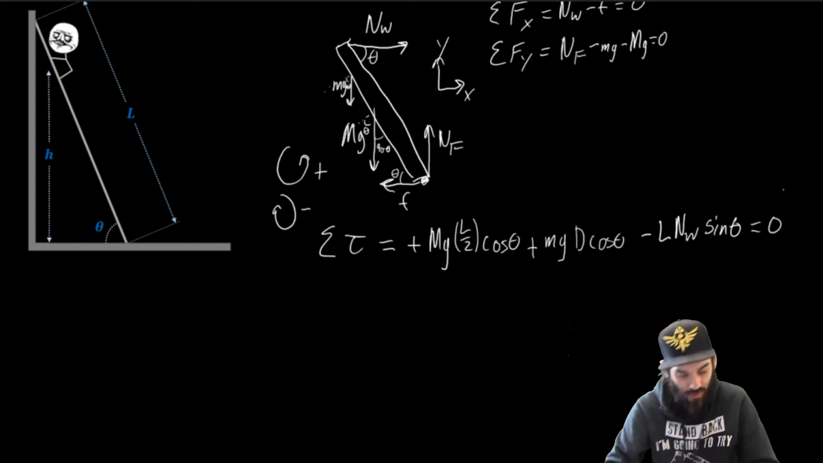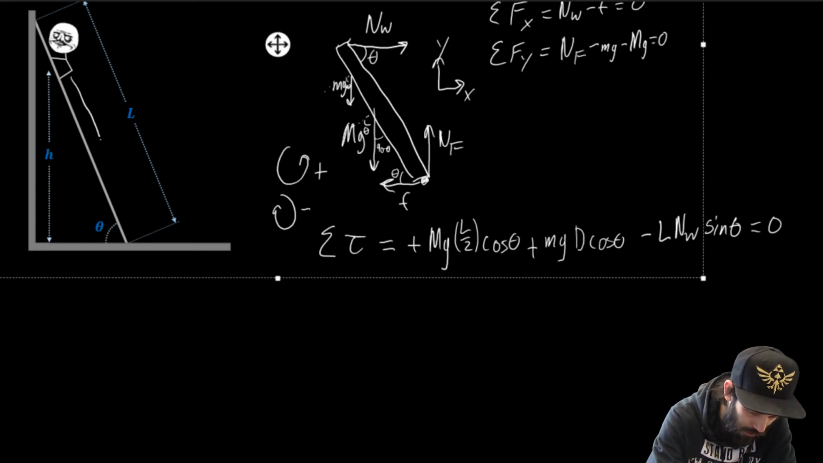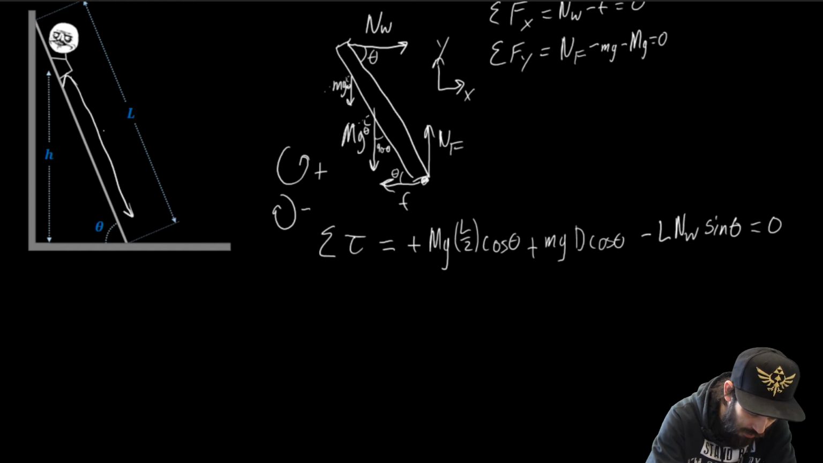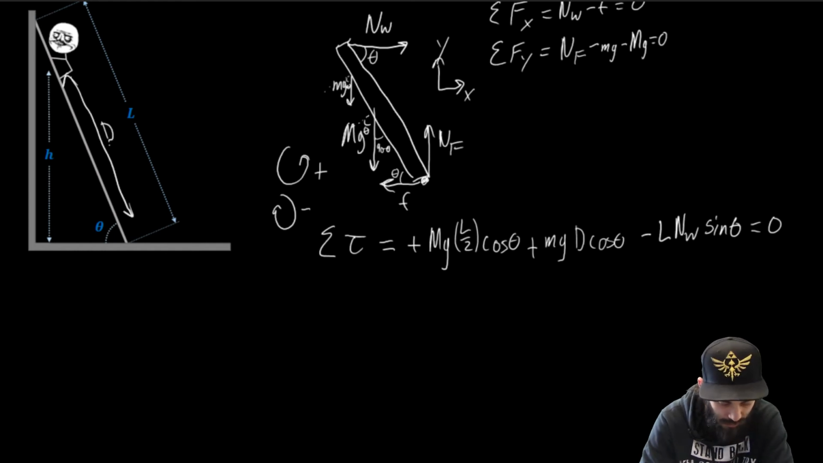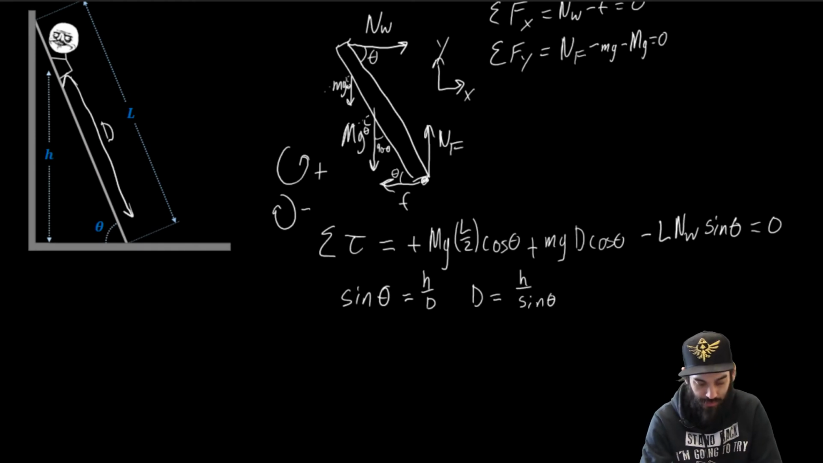So let's figure out what this distance d is, okay? Here, I'm defining this distance d to be like this. So then we can say that sine of theta is really going to be equal to h divided by d. And so d is going to be equal to h divided by sine of theta, okay?